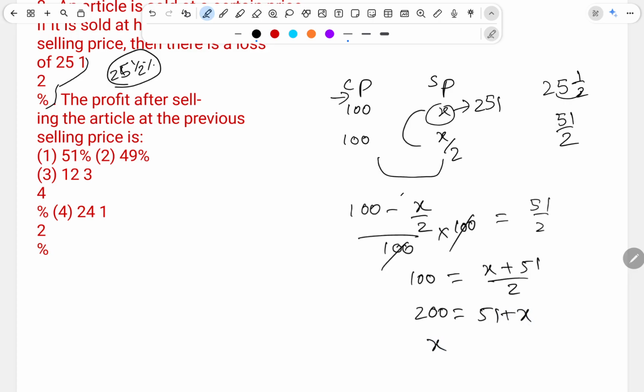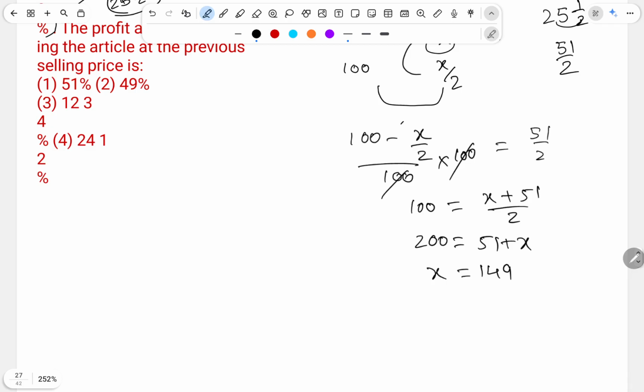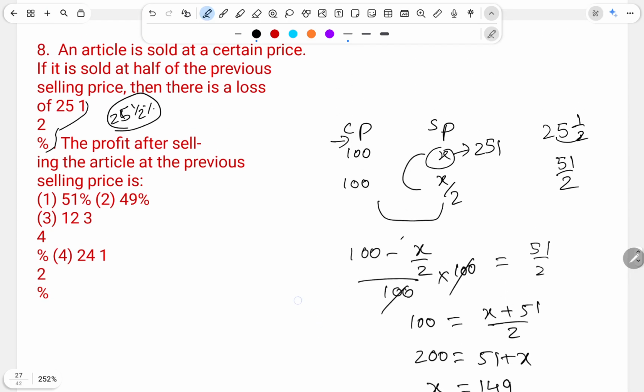See, what we did is correct only. x is equal to what? 149. So 149 is what? Over 100. See, here what we assumed, CP is 100, SP is 149. Over 100, how much more we got? 49. Yeah, it is correct only. What we did is correct only. Okay.